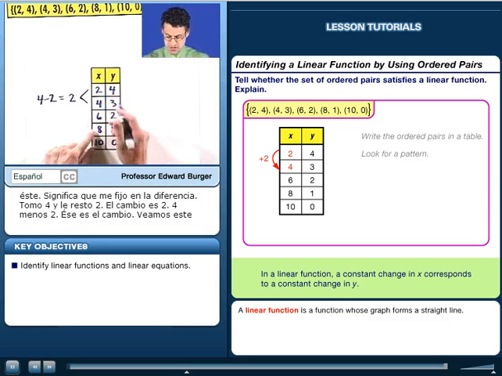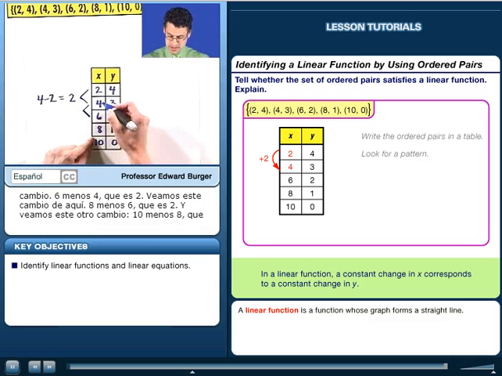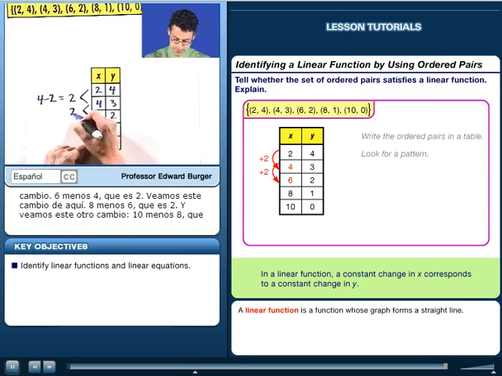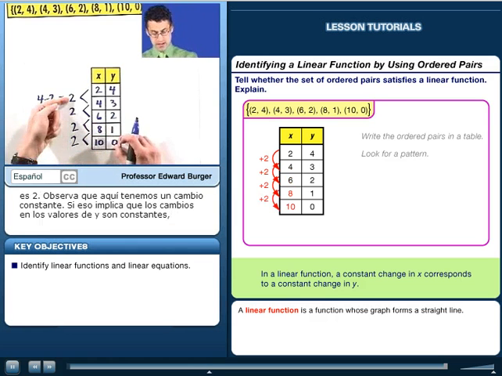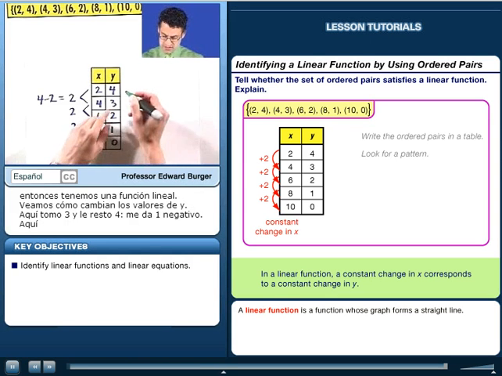That's just the change. Let's take a look at this change right here. That's 6 minus 4, which is 2. Let's take a look at this change right here. That's 8 minus 6, which is 2. And let's take a look at this last change, 10 minus 8, which is 2. So notice we have the constant change here. This change is constant throughout. Now, if that implies that the changes in y's are constant, then we know that, in fact, this satisfies a linear function. So let's see what the changes in y's are.